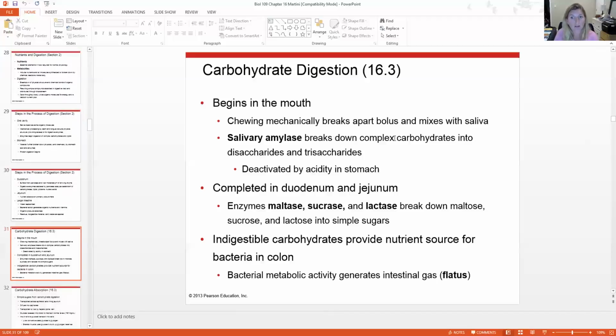So carbohydrate digestion specifically begins in the mouth with salivary amylase. Salivary amylase breaks down complex carbohydrates into disaccharides and trisaccharides. It's deactivated as soon as it hits that low pH of the stomach. It is continued in the jejunum and duodenum. The enzymes sucrase, maltase, and lactase break down maltose, sucrose, and lactose into simple sugars, and the indigestible carbohydrates provide a nutrient source for bacteria in the colon, and the bacterial activity in the colon can produce gas.